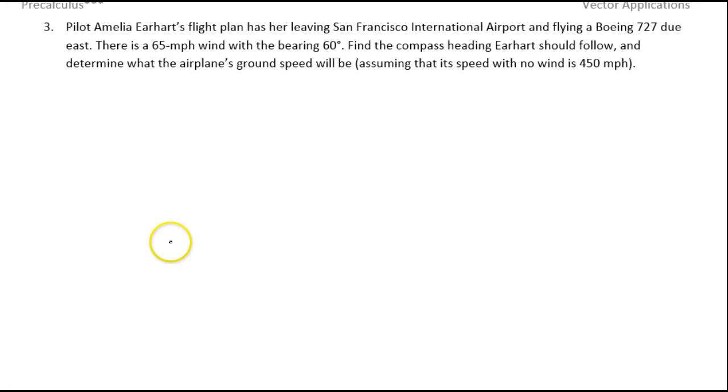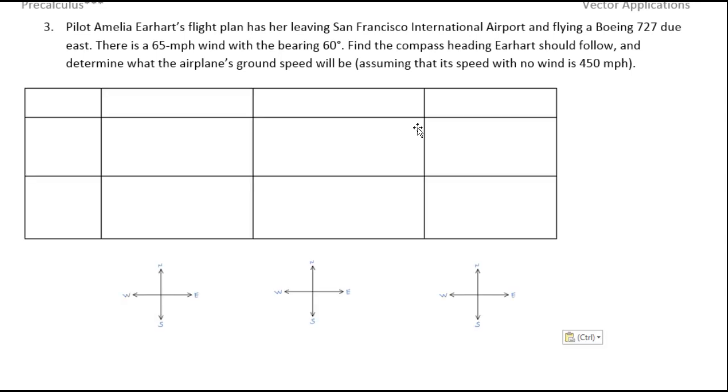In this video, I will show you how to find the resultant vector when two or more vectors are acting together. Now the key is organization. Bam! Use this chart and use it well.